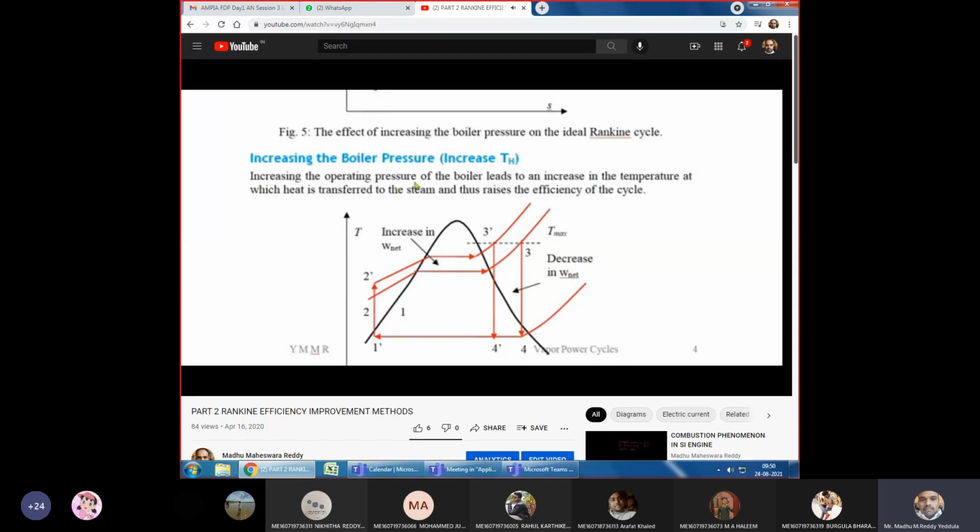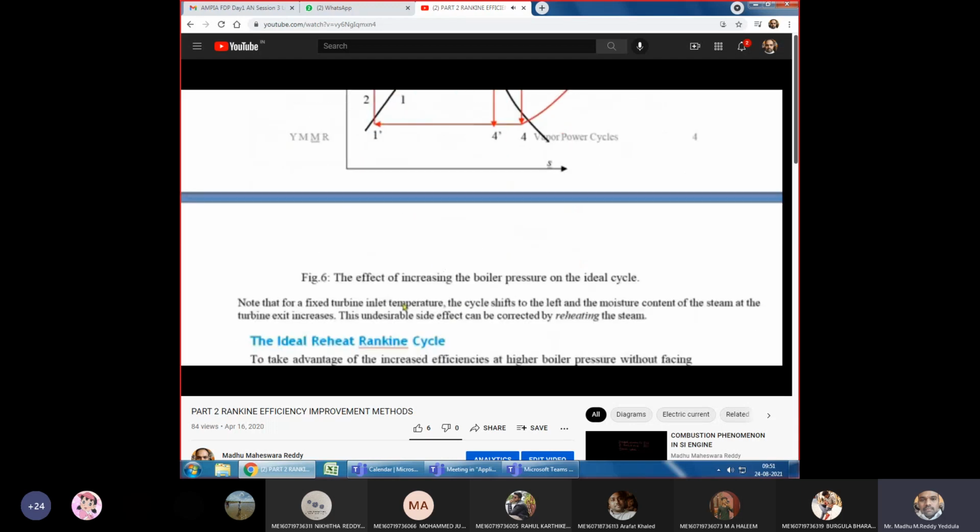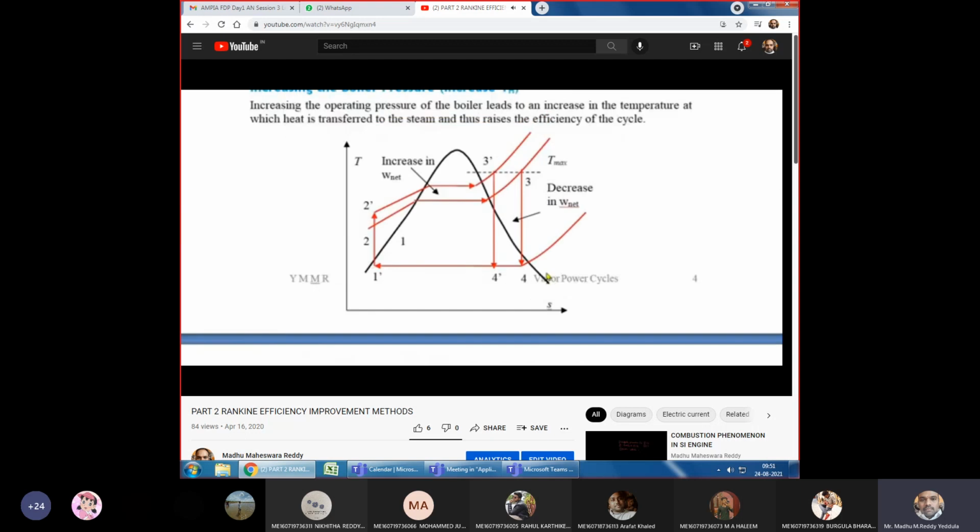Increasing the operating pressure of the boiler leads to increasing the temperature at which the heat is transferred to the steam, and thus raises the efficiency of the cycle. Now note that for a fixed inlet temperature, the cycle shifts to the left. You can see here, earlier point 3 is right of the vapor line, but point 3 dash is closer to it.